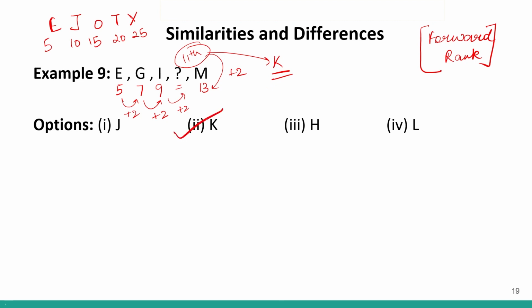If you cannot remember forward rank, although it is highly beneficial, I'll advise you to remember it. You can also do it on your fingers. So E, F, G, that means we are moving 2 positions forward. G, H, I, 2 positions forward. Similarly, I, J, K, 2 positions forward, and K, L, M, 2 positions forward. You can do it orally if you want, you can use your fingers to count on it, or you can remember forward ranks.